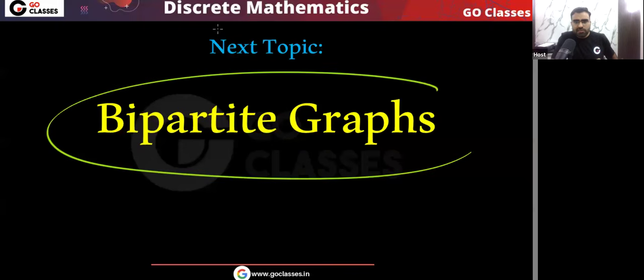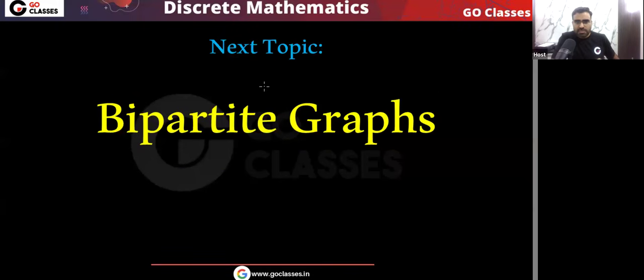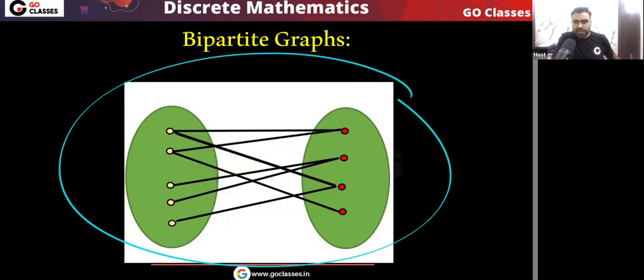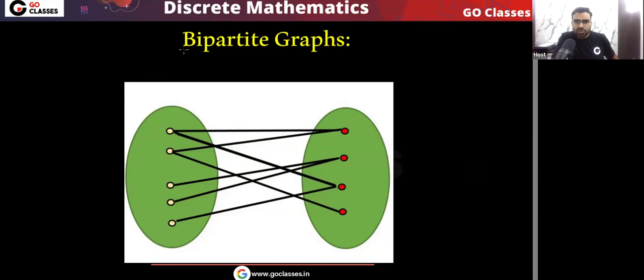Now let's study what are bipartite graphs. These are very special type of graphs. Let me tell you that this type of graphs, these are called bipartite graph. The name itself is telling you the definition of bipartite. Bi means two, and partite means partition, or I can say part.